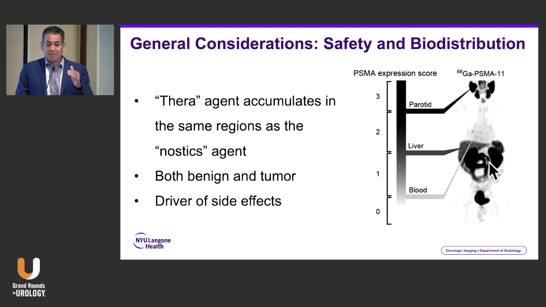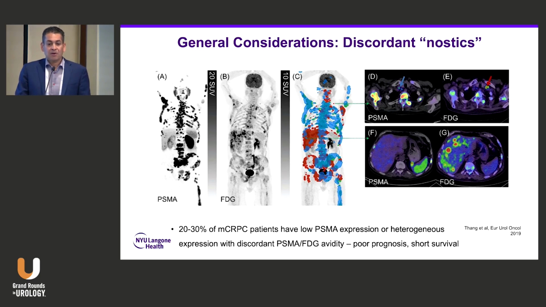So again, this is the case of PSMA. If we were to use another agent, then the biologic distribution is different, and then the side effect profile would vary in response to what the distribution of that other agent is. Another consideration is, okay, we think of the Gnostics part of the Theranostics. We also have to consider that there may be discordancy in the Gnostics part, right?